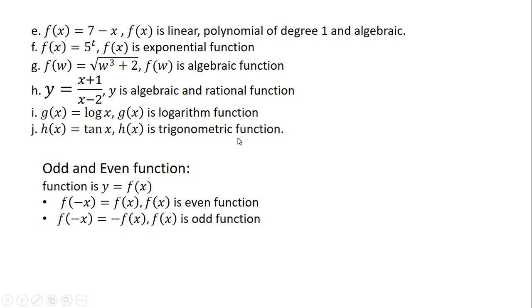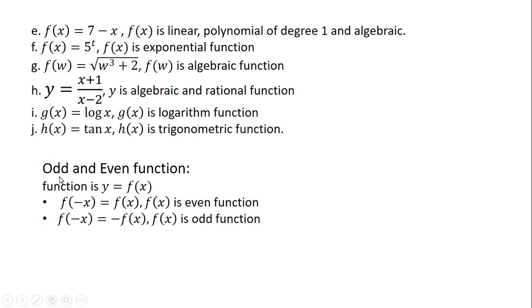These are the different types of functions we know, like linear, quadratic, cubic, exponential, algebraic, logarithmic, trigonometric, rational functions, power functions. We have many functions.